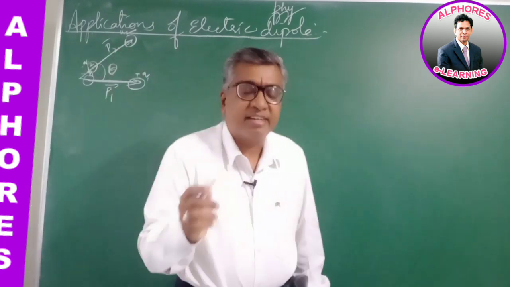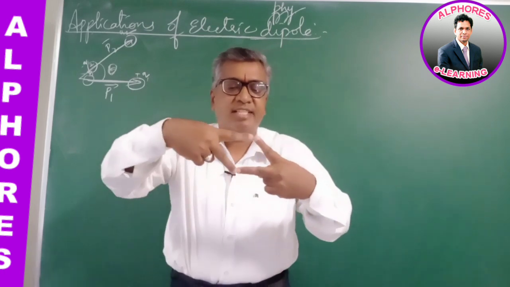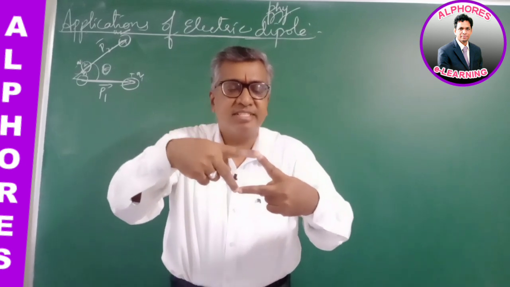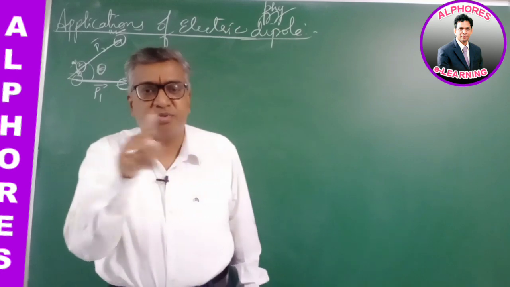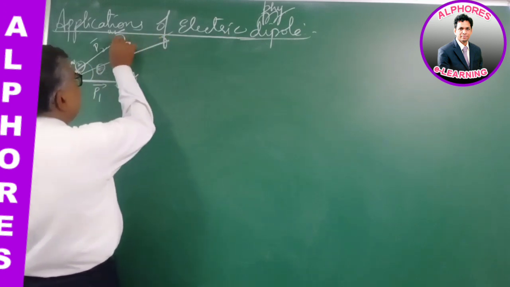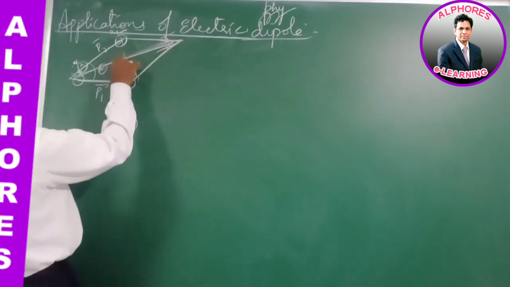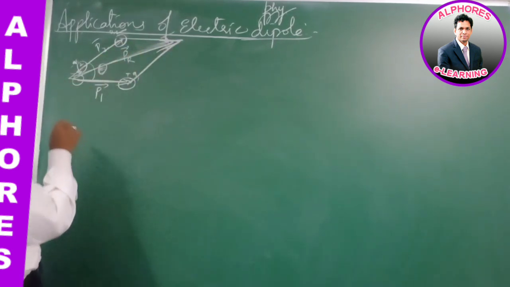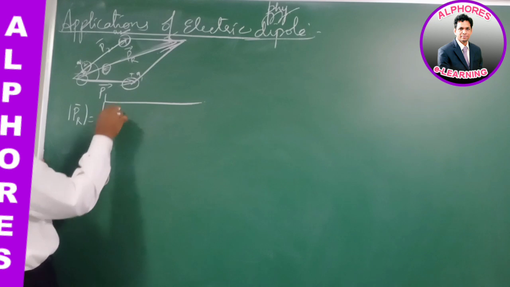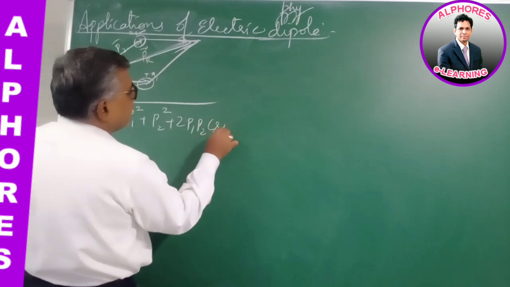Now dipole moment is a vector quantity, so we combine two vectors according to the parallelogram law of vectors. When two vectors are represented as two sides of a parallelogram, the diagonal passing through them represents the resultant vector. So the magnitude of the resultant is the root of a square plus b square plus 2ab cos theta. If I complete the parallelogram like this, this is the resultant dipole moment PR bar. So the magnitude of the resultant dipole moment is the square root of P1 square plus P2 square plus 2 P1 P2 cos theta.